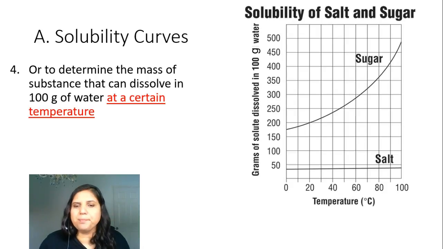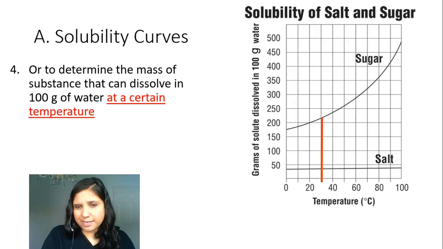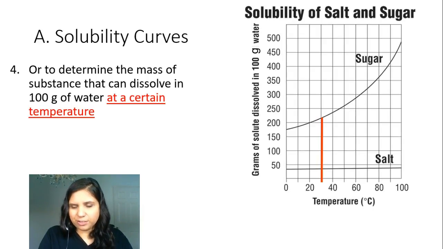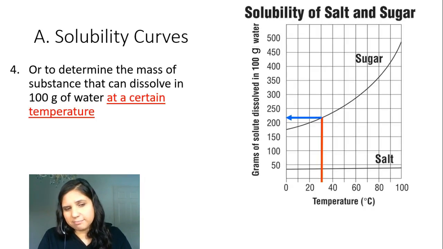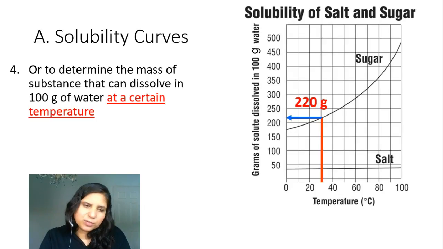Okay, I'd like you to try it. So if I was looking at this graph and I had the temperature at 30 degrees, how many grams of sugar could I dissolve in 100 grams of water? Okay, so you do that, read where 30 is. Maybe draw a line or just draw your finger up to where that curve meets the 30-degree temperature. And then read over to the side and estimate, say it's about 220 grams.